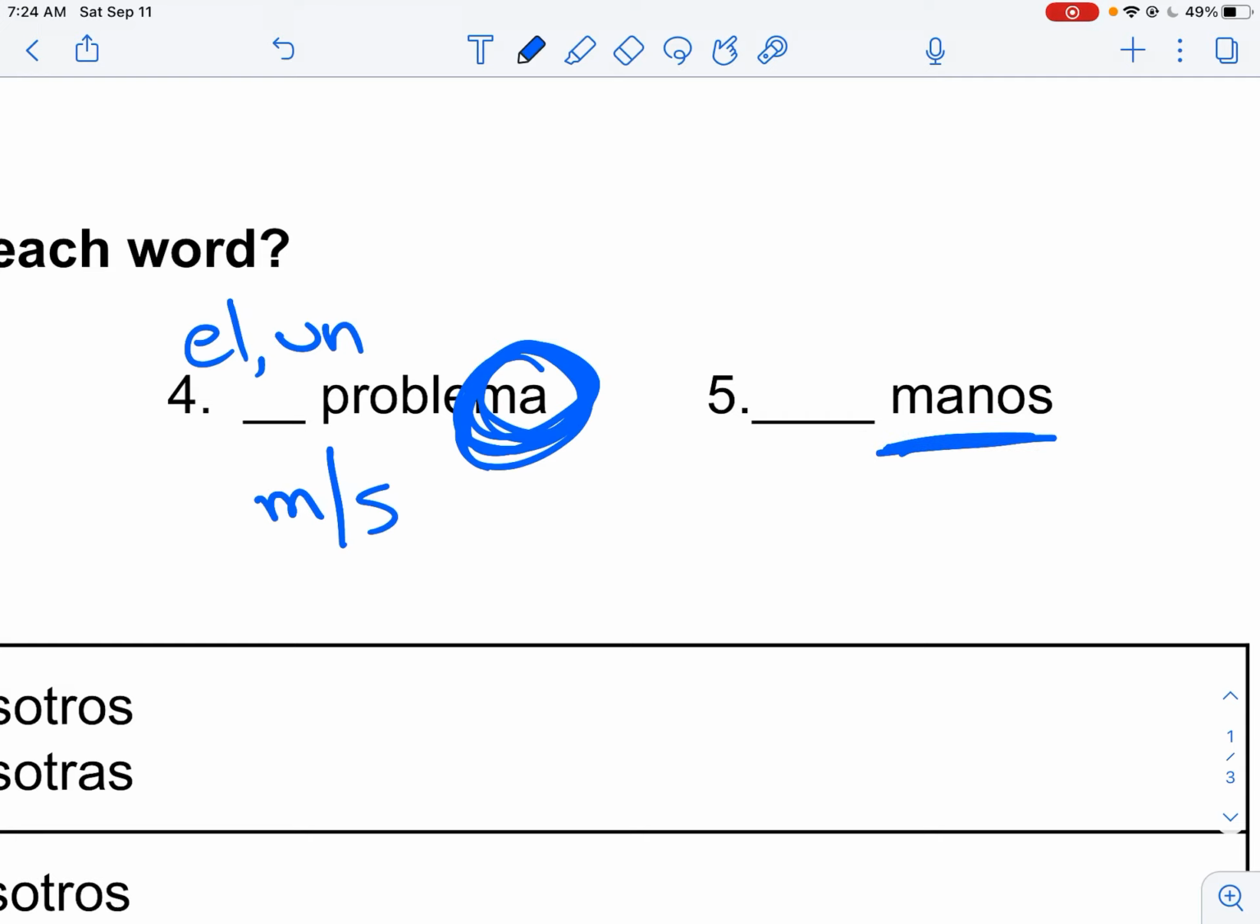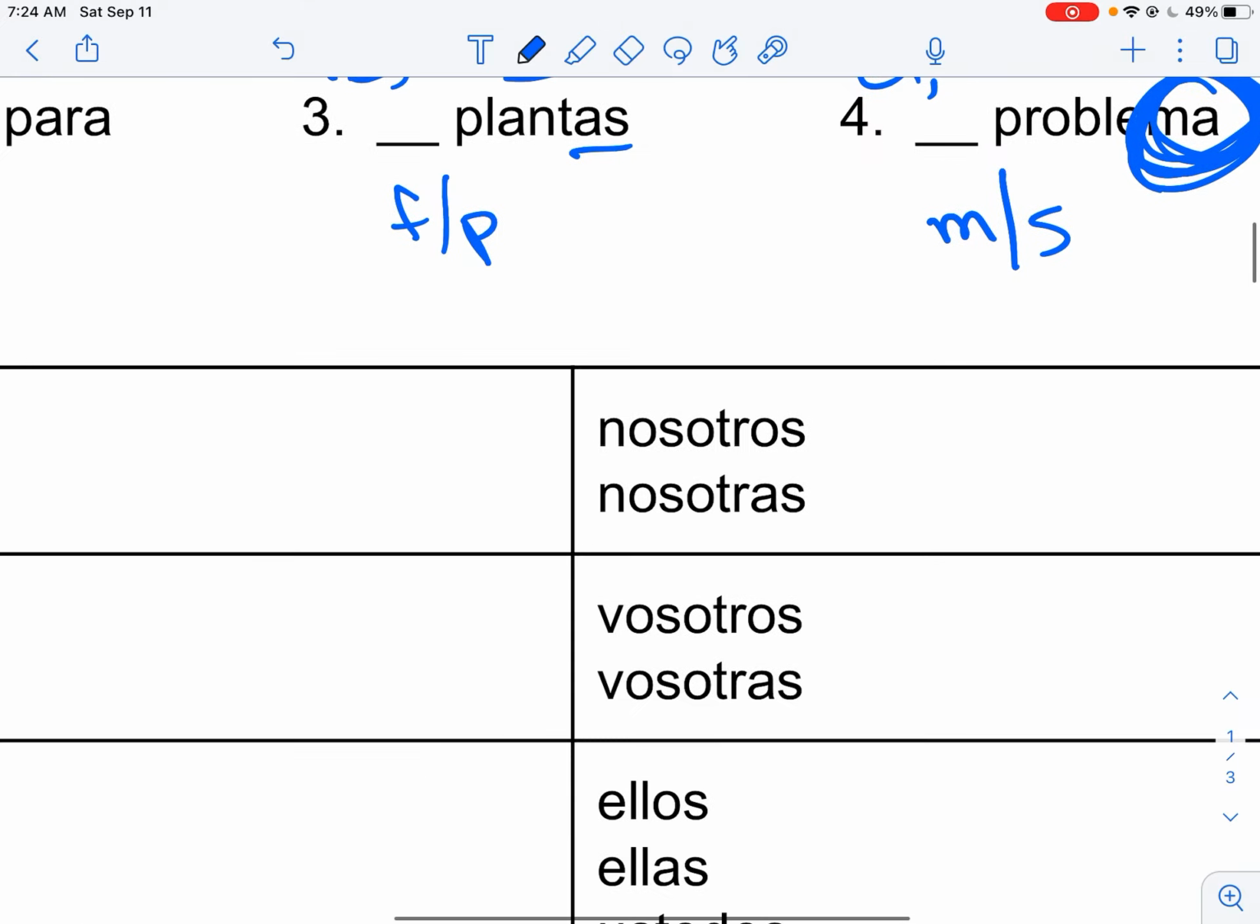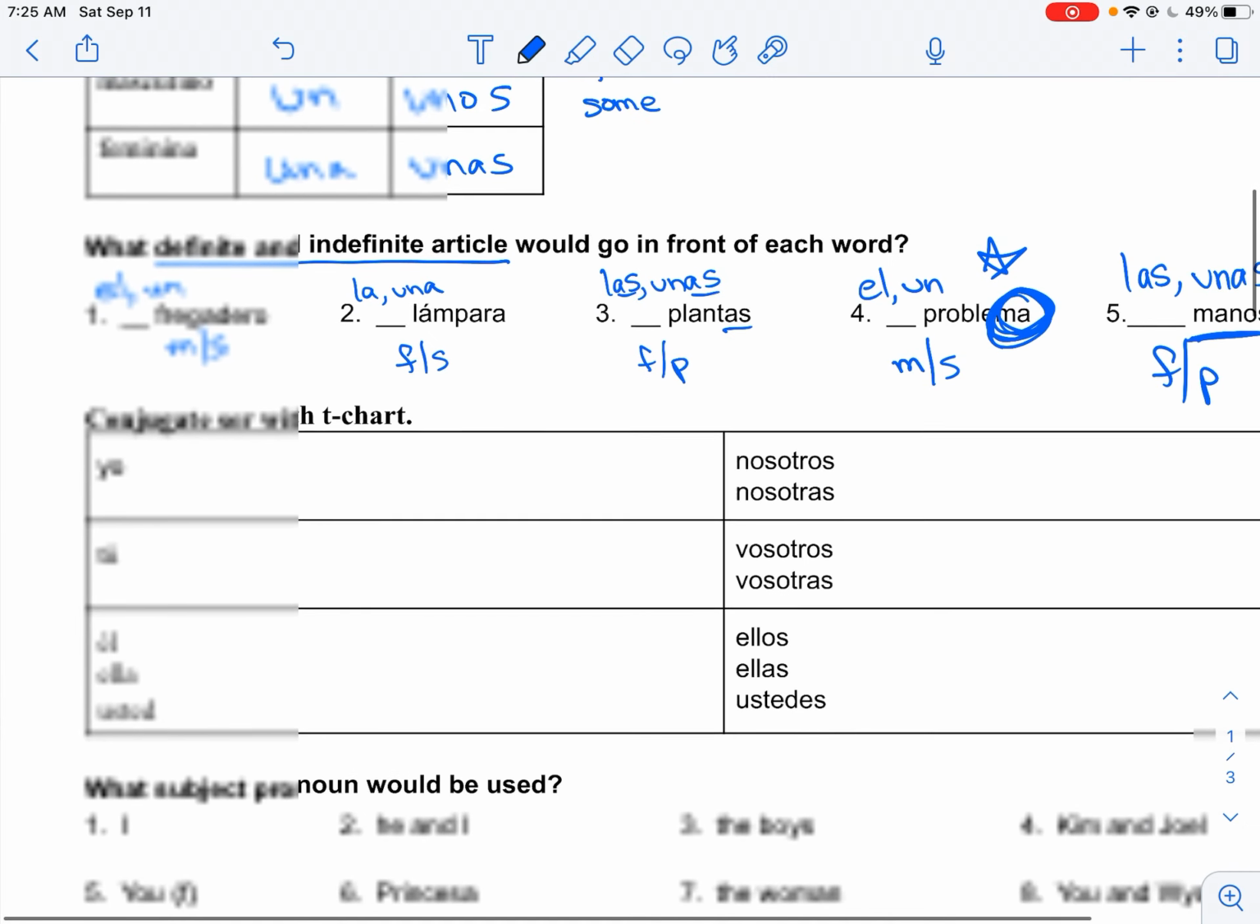And then this is a tricky one also. Manos, which means hands, is actually feminine and plural. So it would be las and unas. This one and this one are ones that you have to memorize. Okay.